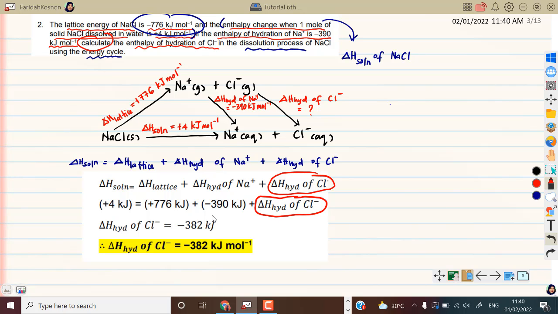Okay, oleh kerana dalam contoh yang saya buat ni, saya masukkan terus kilojoule per mol. Kebetulan memang semua ini, kalau you tengok semua, sodium chloride ke, sodium ion gas ke, sodium ion aqueous ke, ataupun chloride ion gas, chloride ion aqueous, semua melibatkan 1 mol.